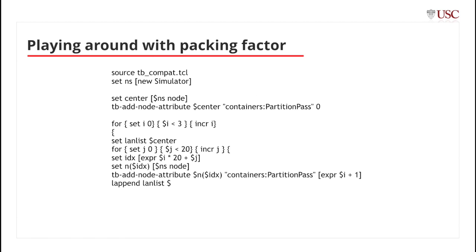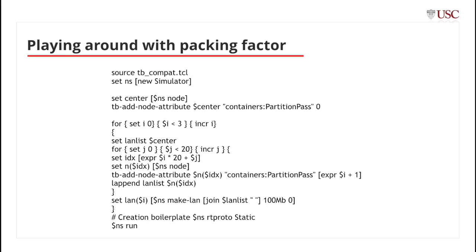The next one would be to add as many nodes as possible. For example, in this, we have set 3 centers, and then each center would have 20 different nodes. So this is the code, this is the TCL format that we have to specify. So inside a for loop of 3, I set another for loop of 20. So that means 3 into 20 is a total of 60 nodes.